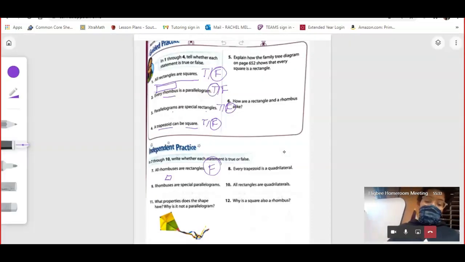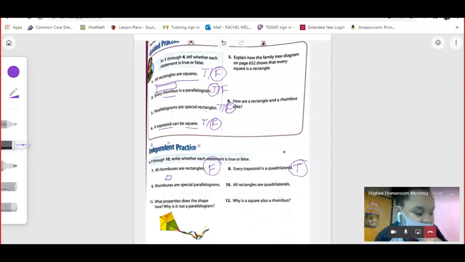All right, number 8 is true. Why is number 8 true? Jada, why is number 8 true? Number 8 is true because, as you said earlier, even if you drew a trapezoid sideways, it's still a trapezoid because the sides are just parallel from the top to the bottom, and it really doesn't matter about the sides.